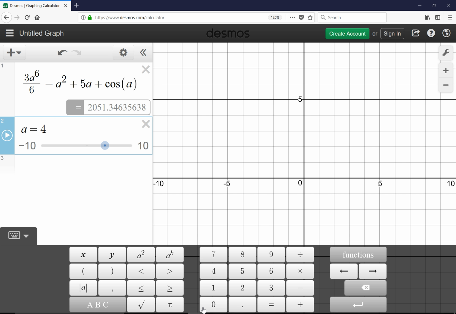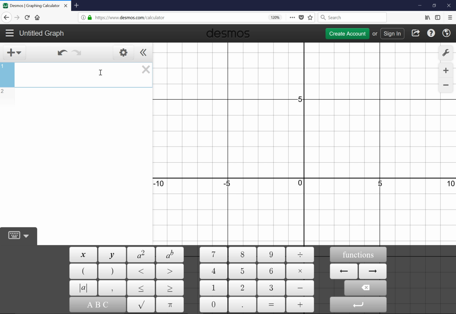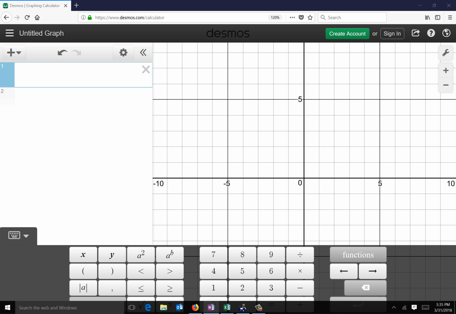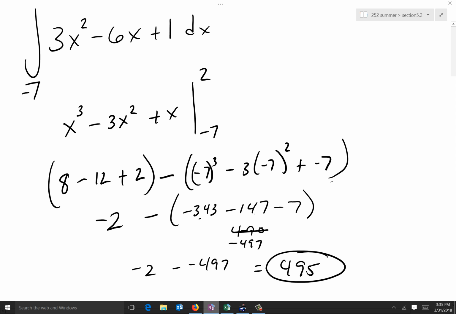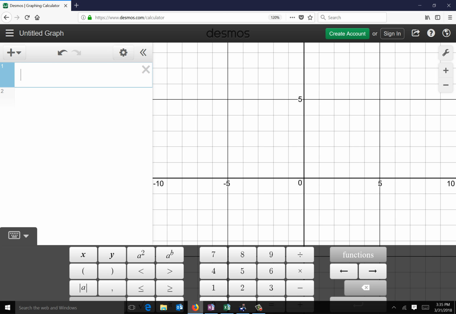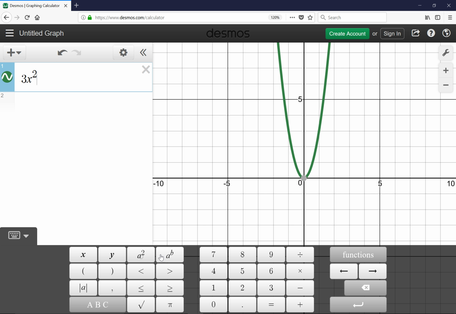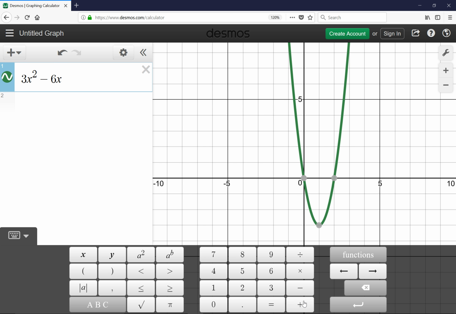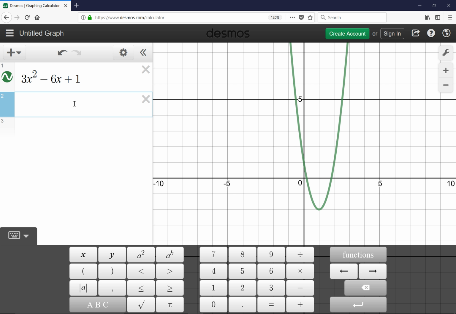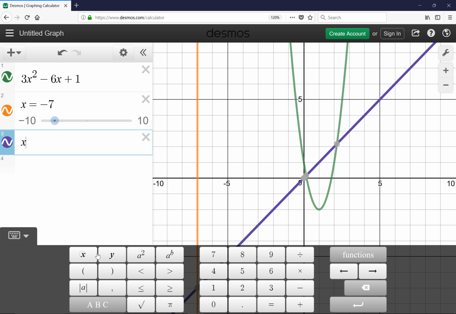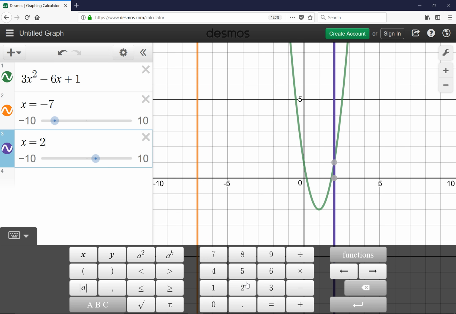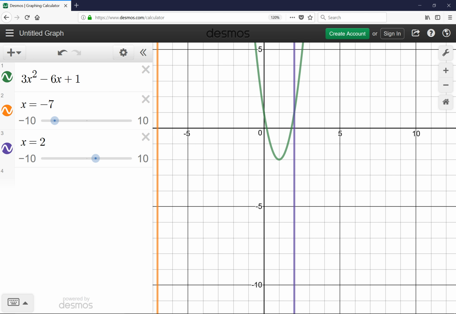Now, interestingly enough, if a person were to graph that, see what it looks like, the original function that is, 3x squared minus 6x plus 1, and you wanted to go from x equals -7 to x equals 2. The question is, how much area is under the curve?